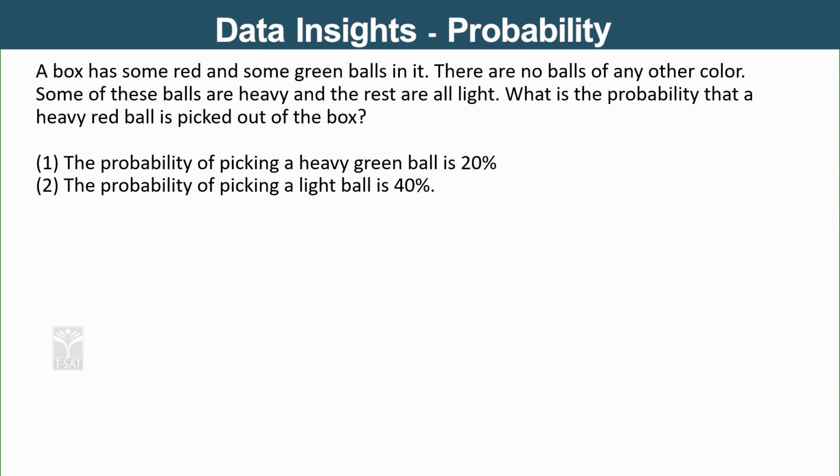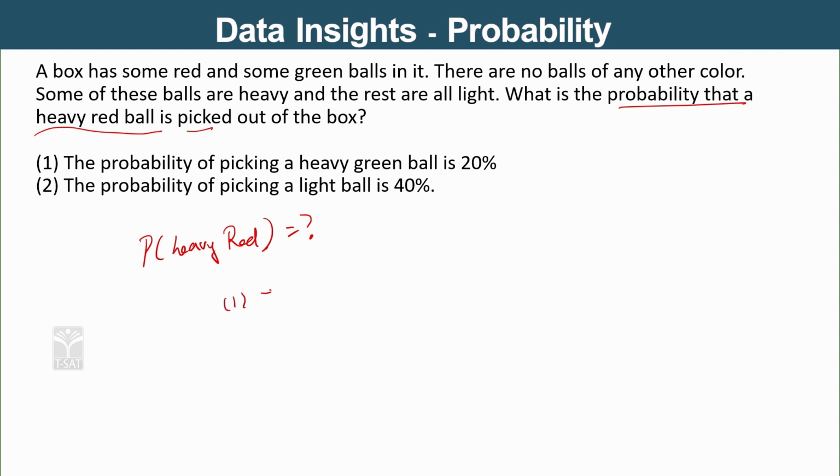So let's look at the question. The question is asking what is the probability that a heavy red ball is picked. So the probability that a heavy red ball is picked is equal to what? They are saying there are some red and some green balls. There are only two types of balls, that is red and green, and there are only two types of balls, that is heavy and light.